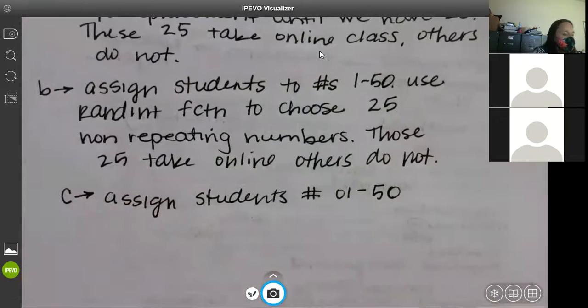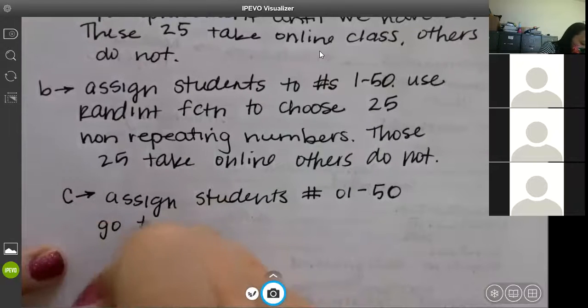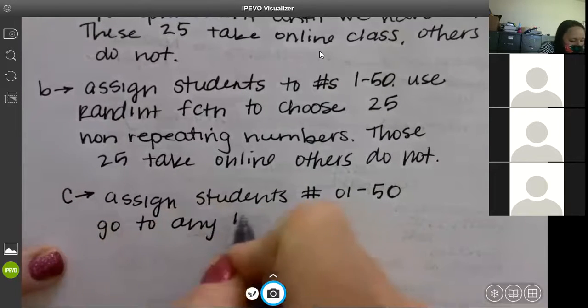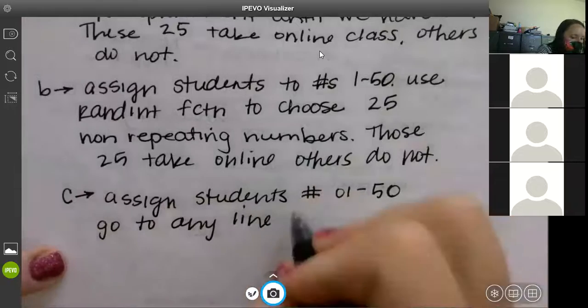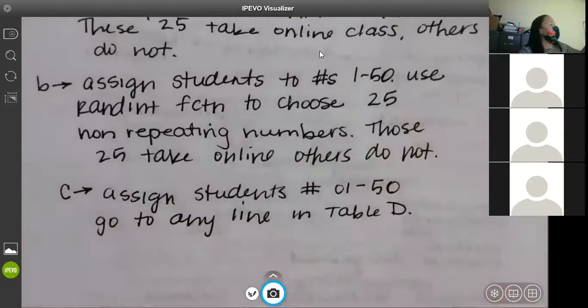All right, how do you use table D? Where do we start? Start at the left side and you just go in groups of 2. Of where? First, you have to choose a column. Not a column, but a row. Does it matter which one? No. It says go to any line in table D. Now, if you're running your own experiment, you need to tell me what line. Go to line, blah, blah, blah.